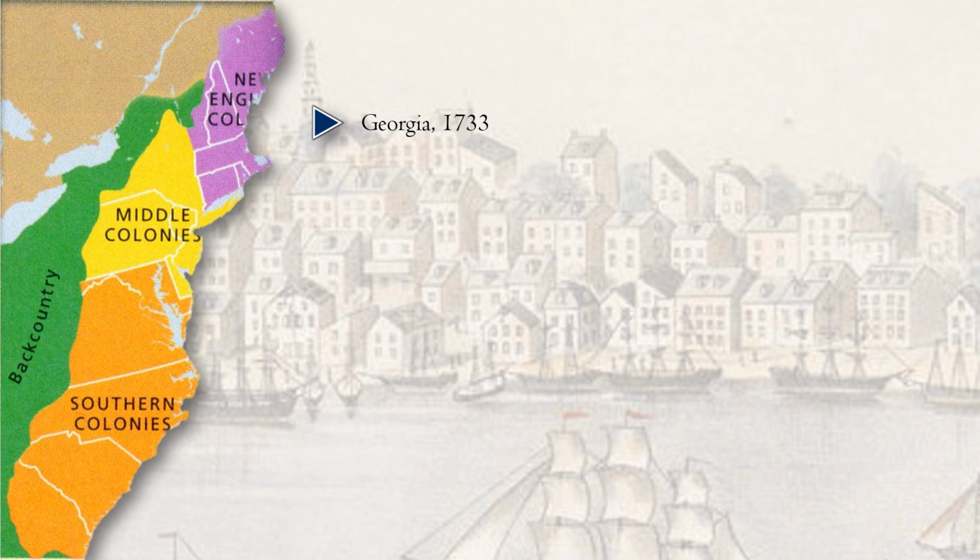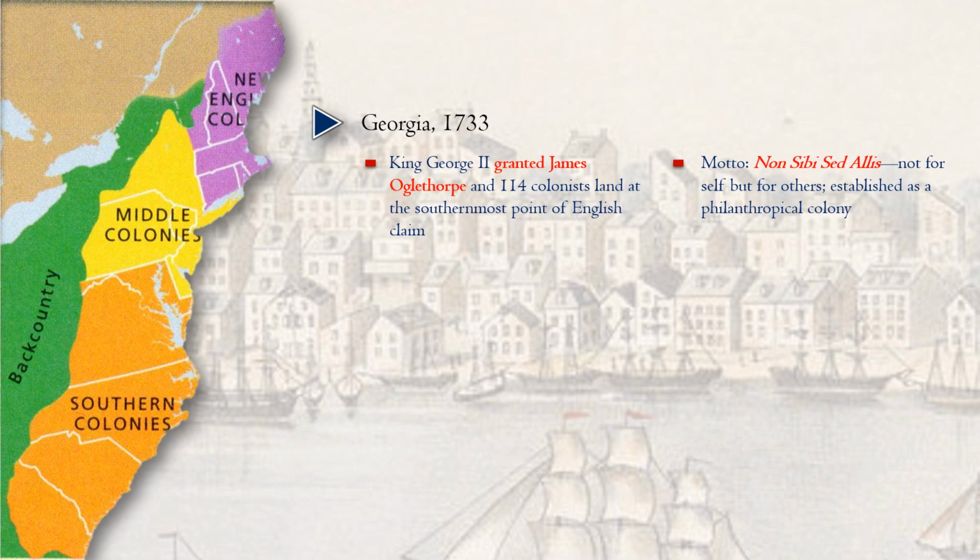So we get to the last colony we founded, which is Georgia in 1733. King George II, from which the colony takes its name, granted a man named James Oglethorpe and 114 of his followers, the colonists, a section of land at the southernmost point of the English claim. Their motto is "Non sibi sed aliis," which translates to "not for self, but for others." You see, Georgia was established not to be a large-scale agricultural colony, but as a philanthropical colony.